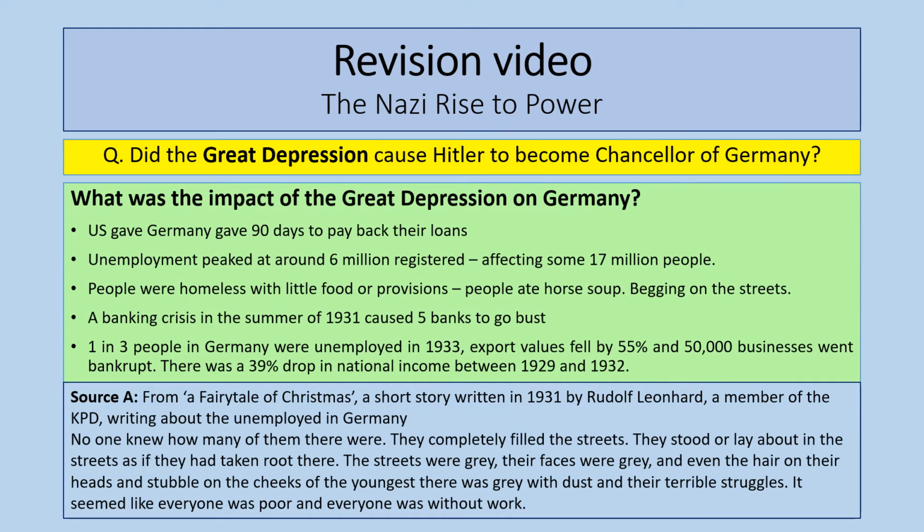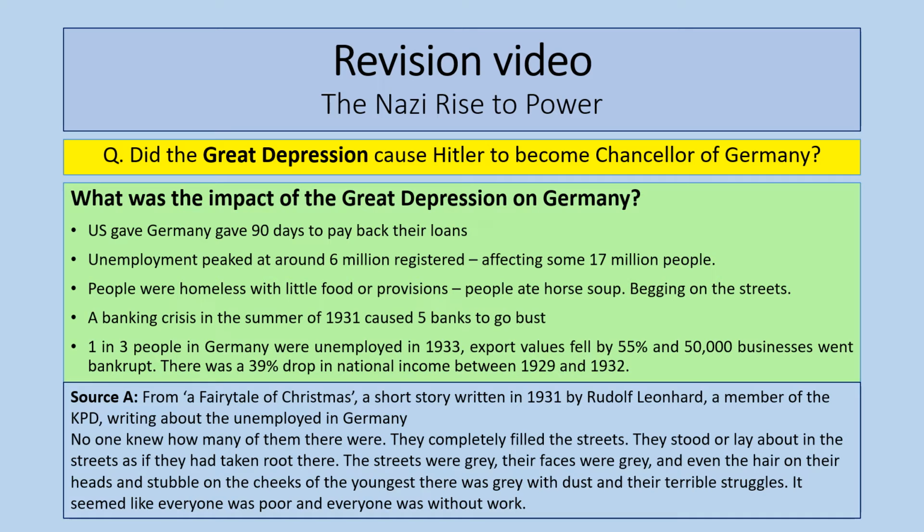So the Great Depression, there's a nice source there that you can pause and read. It's important to have some key statistics about the impact of the Great Depression. So once the Wall Street crash happened on the 24th of October 1929, the Americans gave Germany 90 days to begin to pay back the loans. Unemployment peaked at around 6 million.